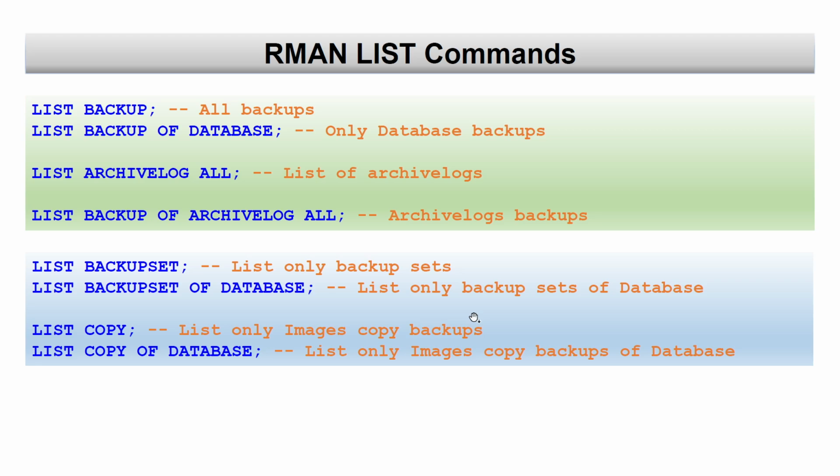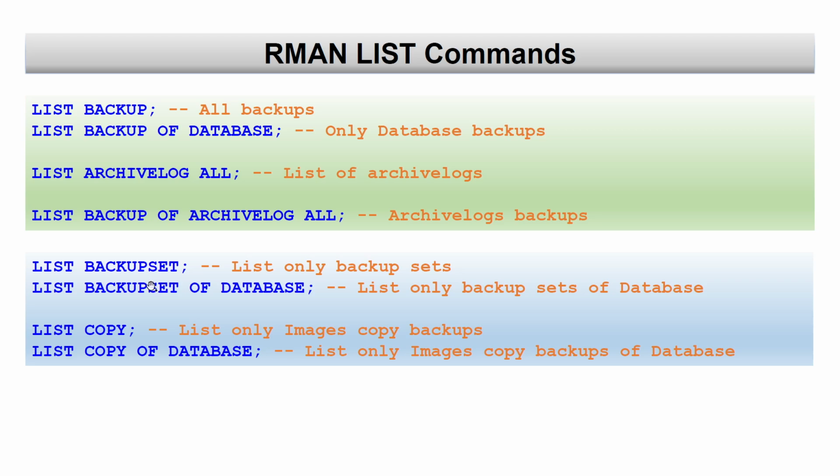Now let's understand some of the RMAN list commands. List backup will give you all the backups. List backup of database shows only the database backups. List archive log all is not the backup of archive logs; these are the list of archive logs. List backup of archive log all will give you the archive log backups. So remember, list archive log all is the list of archive logs, and list backup of archive log is the backup of archive logs.